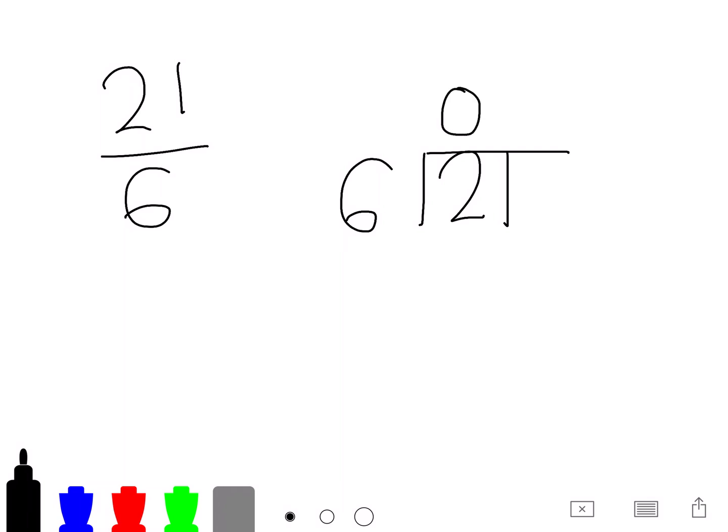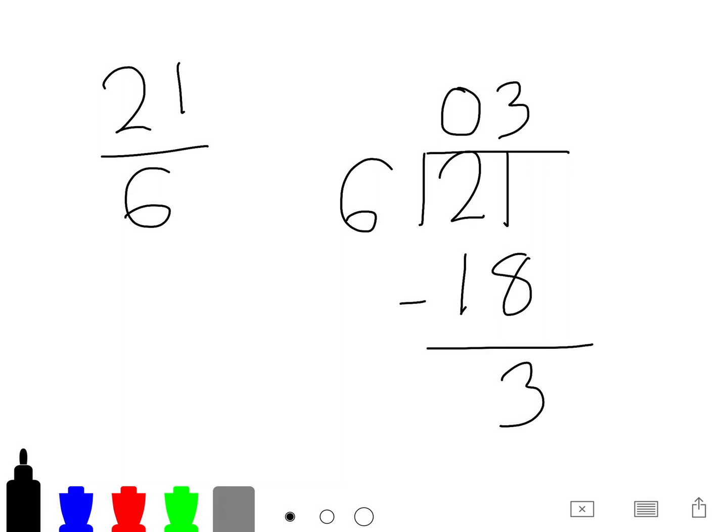So 6 does not fit into 2, so I'm going to go ahead and put a 0 above that so I can hold its place value. And 6 goes into 21 3 times. 6 times 3 is 18. And now we're going to begin the process of subtraction. I happen to know that 21 minus 18 is 3.